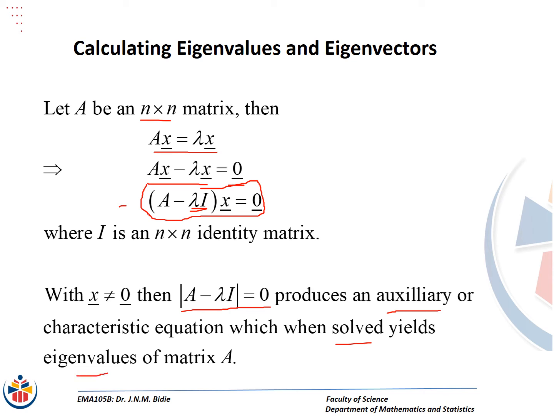The determinant of A minus lambda I is equal to 0 directly from that equation, because x can never be equal to 0. Therefore, the determinant of A minus lambda I is the only one that can be equal to 0. Now let's do some examples and solve for the eigenvalues and eigenvectors.